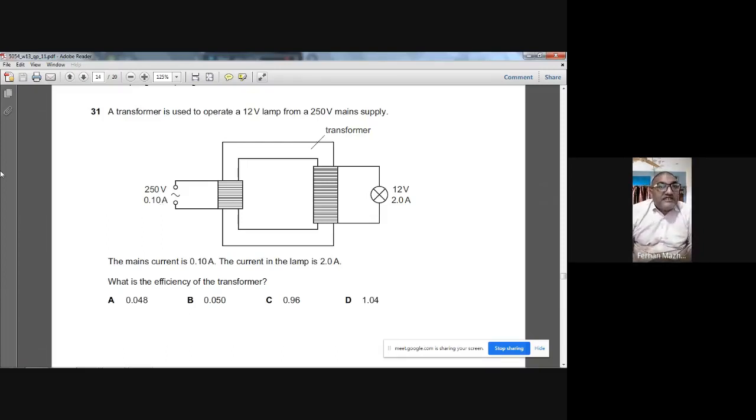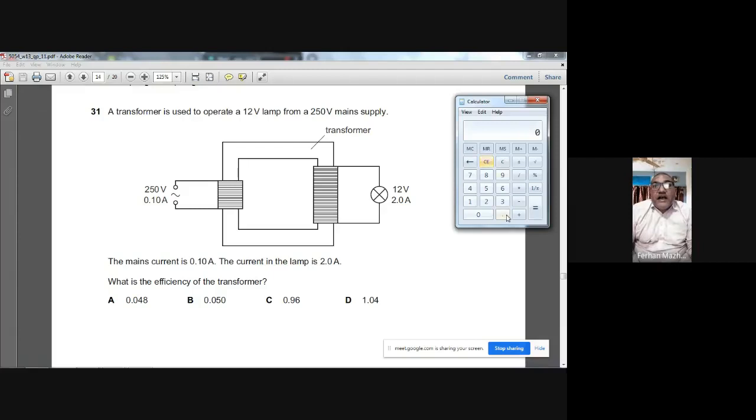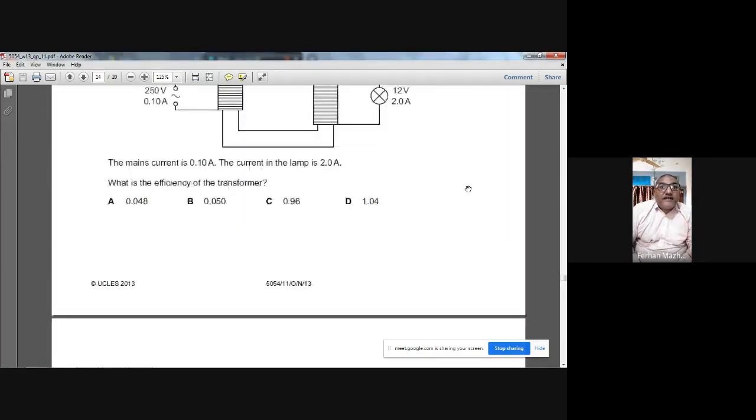So we can calculate its efficiency. Let's use the calculator. The useful output power is 24 divided by the total input power, 25. So the answer when you divide them is 0.96. So C is the choice. Question number 31, C is the choice. I hope you understand this.